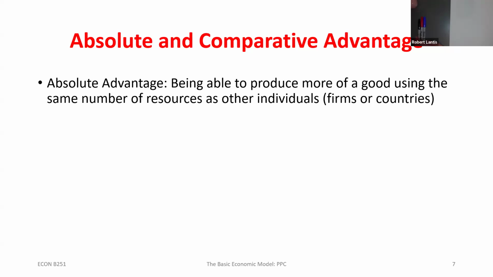Now, why do we not see the US, for example, really focus a lot on textile or clothing production? Well, because that's taking resources to produce a good that they can't sell for as much money.